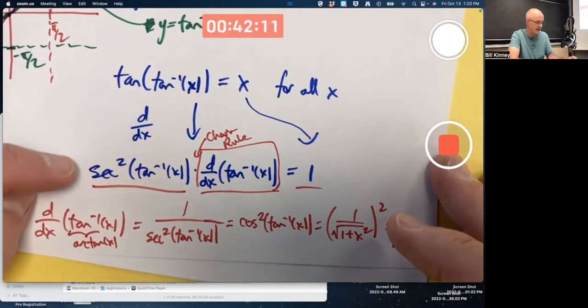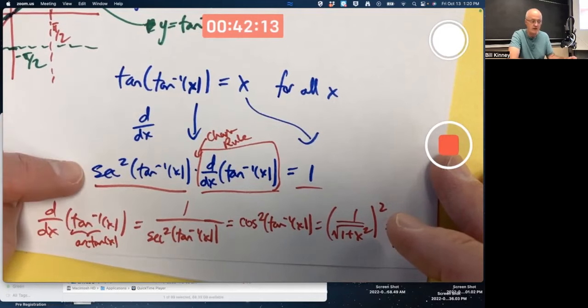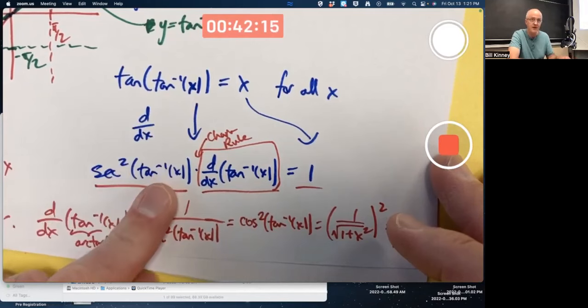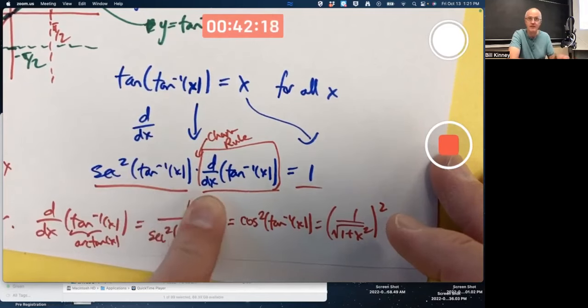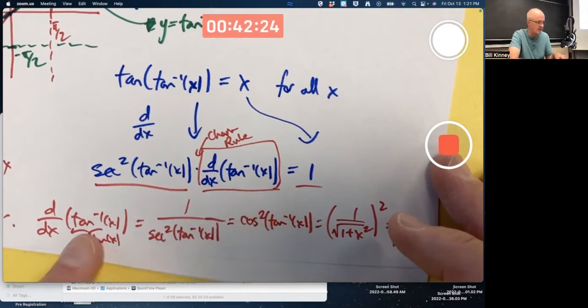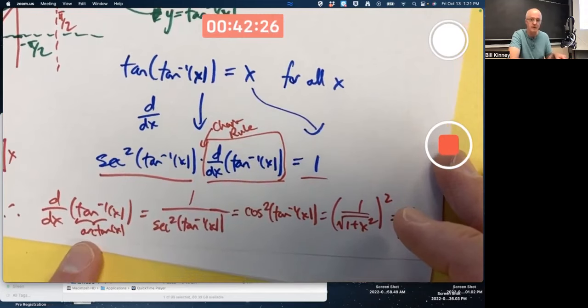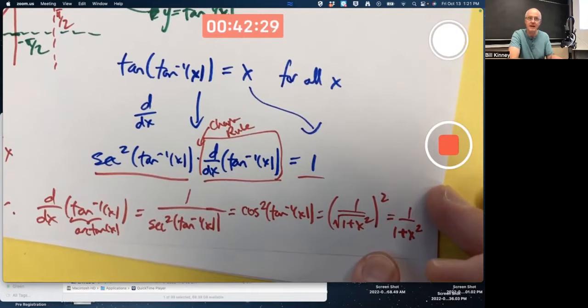I took the derivative of the outside. The derivative of tangent is secant squared. Plugged in the inside function, then multiplied times the derivative of the inside function, which I did not know ahead of time, but I can still write it symbolically like this and then solve this equation for that unknown derivative. And it turns out you can simplify it nicely.